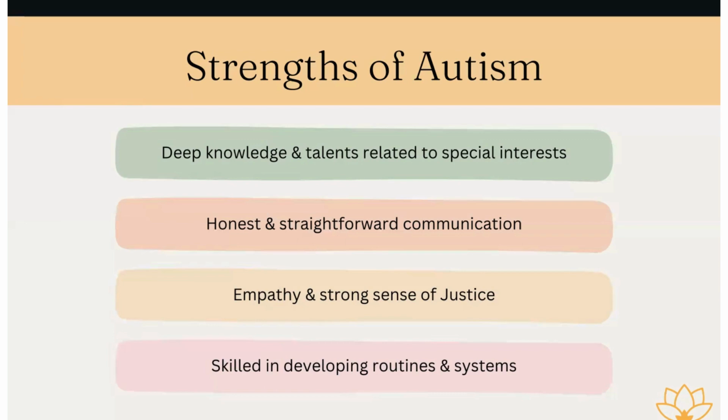There's usually a lot of empathy and strong sense of justice. Individuals on the autism spectrum, as we spoke about, have a preference for routines, set consistent rules and expectations. And so they tend to have a strong sense of justice when they feel like someone is not being treated fairly according to those routines, expectations, or rules. And there's a strong sense of empathy.